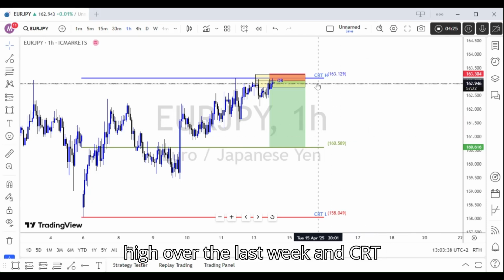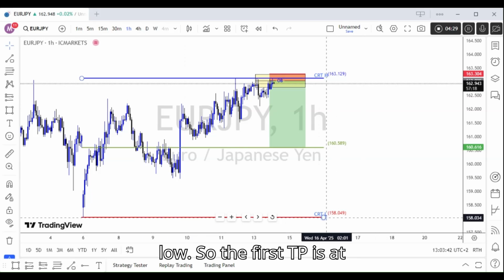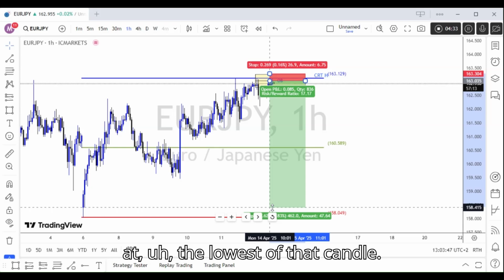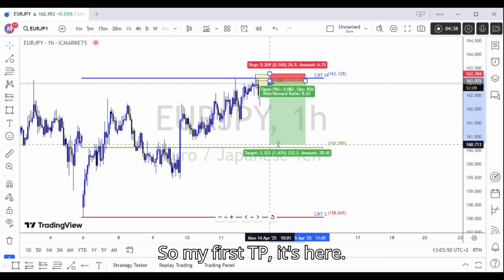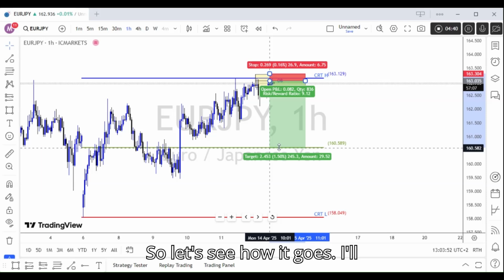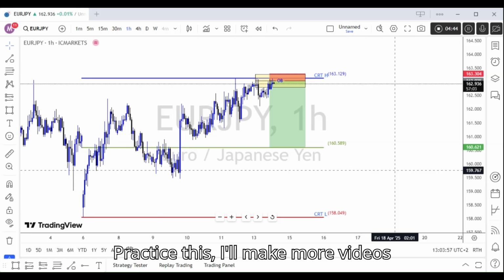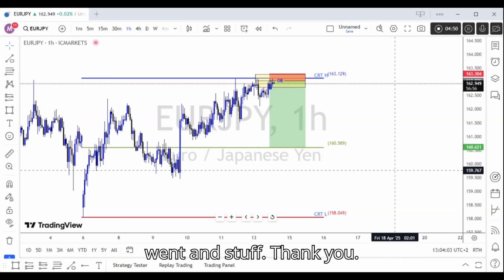As you can see, I have indicated the CRT high of the last week and the CRT low. The first TP is at 50%, and your second TP is at the lowest of that candle. So my first TP is here. Let's see how it goes. I'll advise you to practice this. I'll make more videos showing you how it went and stuff. Thank you.